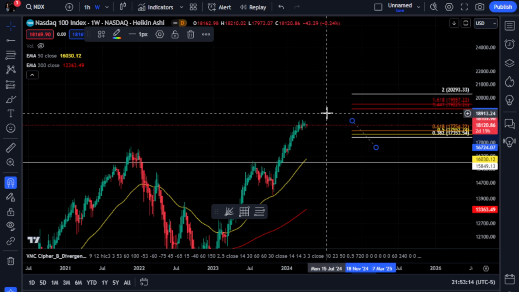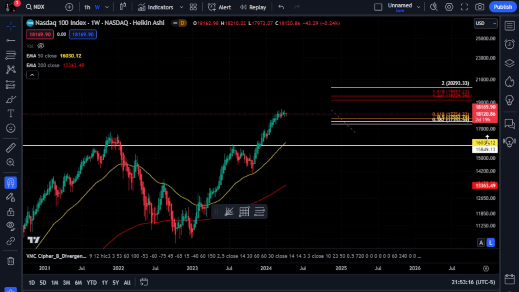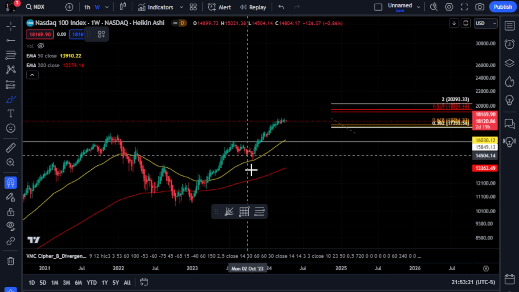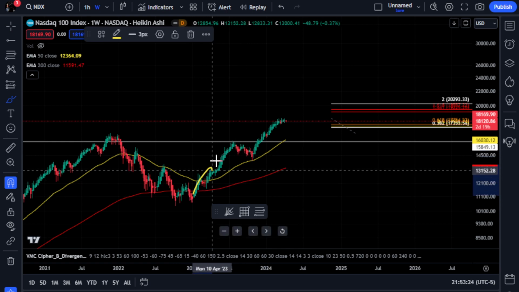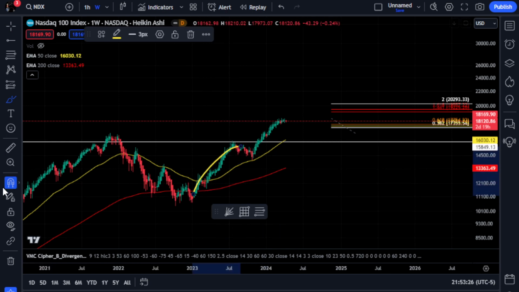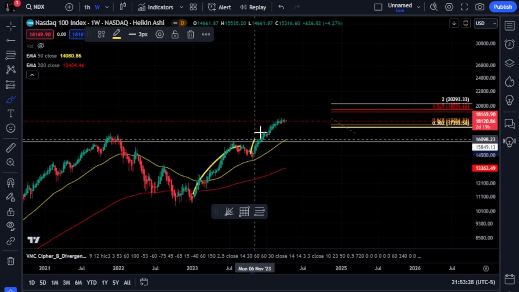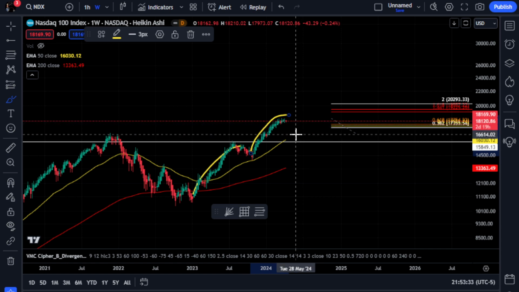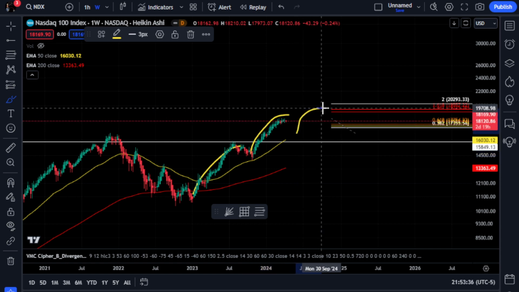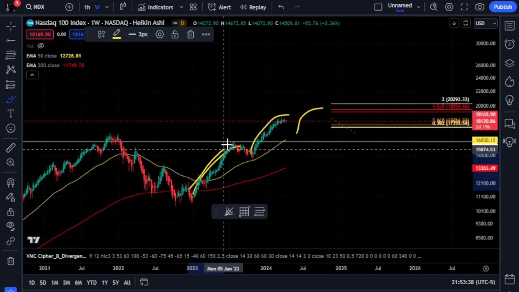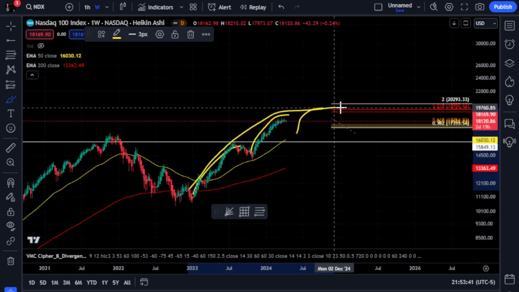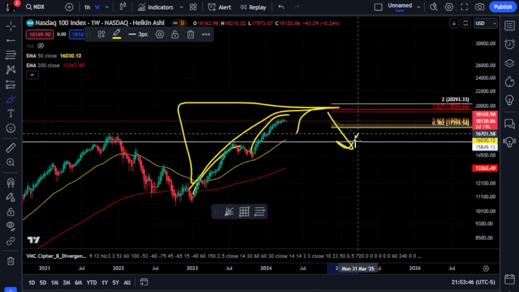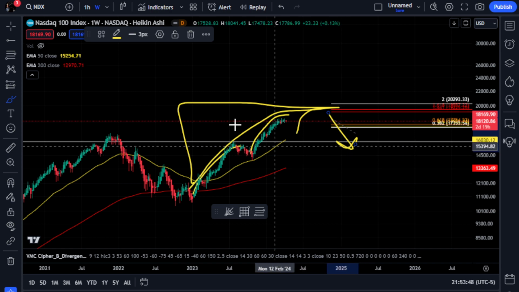So that 20,000, then we could think about this larger trend the same way that we're thinking about our trend here. Think about this, right there, right there, and right there. Same thing. So that's what I'm looking at on the Nasdaq.